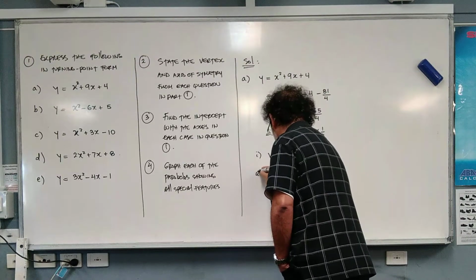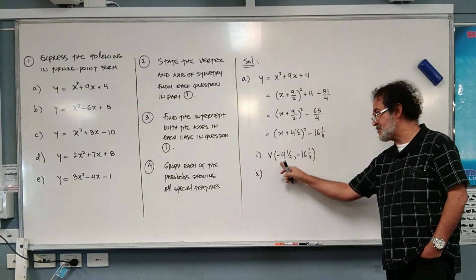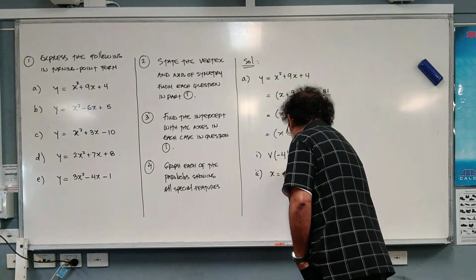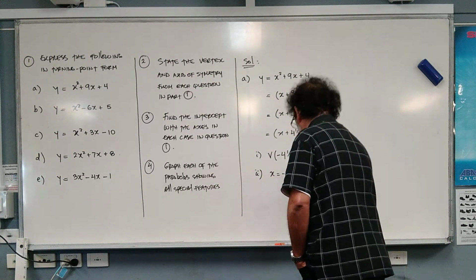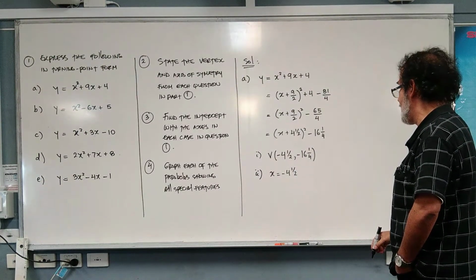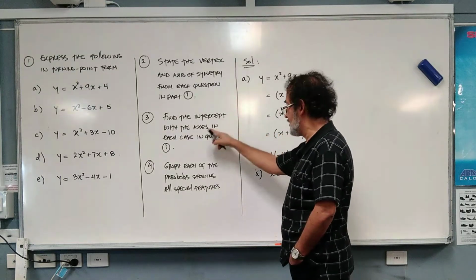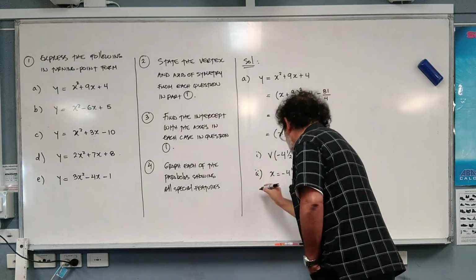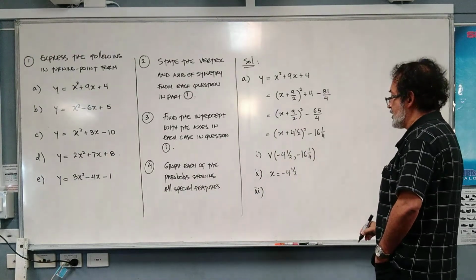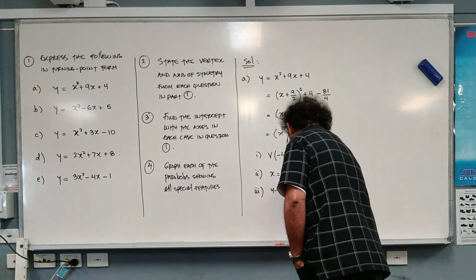And then they say that we need to say what the axis of symmetry is. Well, the axis of symmetry is simply the x value from the vertex. So the axis of symmetry is going to be x equals negative 4.5. That's it. All right. Then they said that we need to find the intercept with the axis. Okay, so we need to find the intercept. Okay, so we're going to find the y-intercept first. I'm going to say y-intercept.